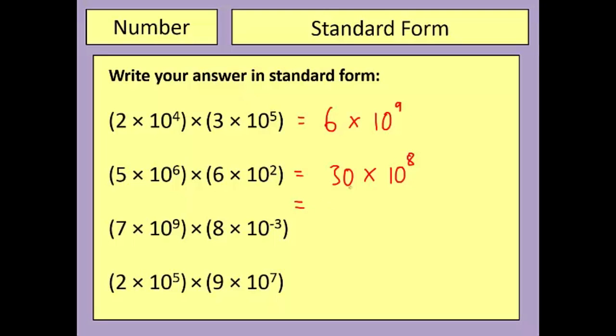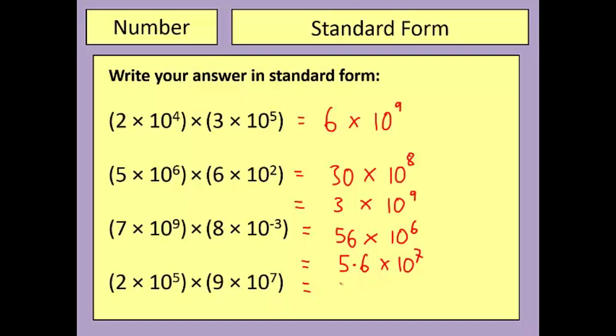This is not in standard form because the 30 is not between 1 and 10, so we bring that down to a 3 by dividing by 10, and we multiply this one by 10 to make up for it, so 3 times 10 to the 9 is the final answer. The next one, 7 times 8 is 56. We have 10 to the 9 times 10 to the negative 3. Adding a negative number is just like subtracting it, so it's 9 take away 3, which is 6. Again, this one's not in standard form because we have a 56, so we change that to a 5.6, and that means we've divided by 10 here, so we're going to multiply by 10 here to make up for it, so times 10 to the 7.